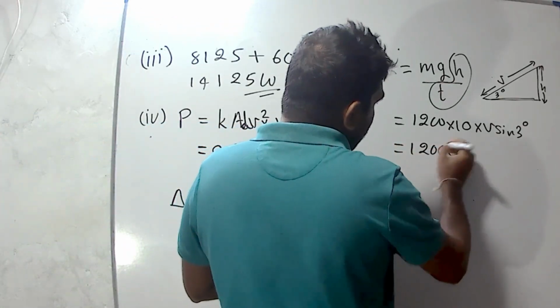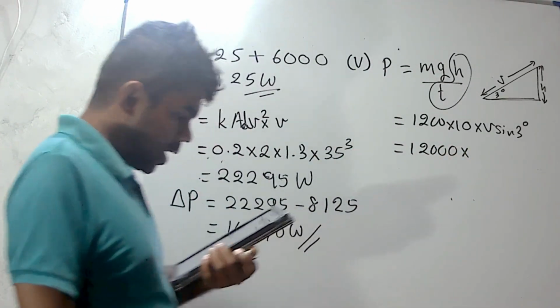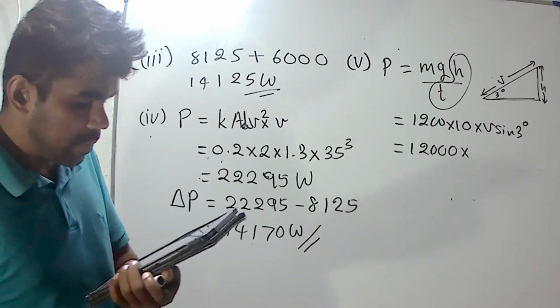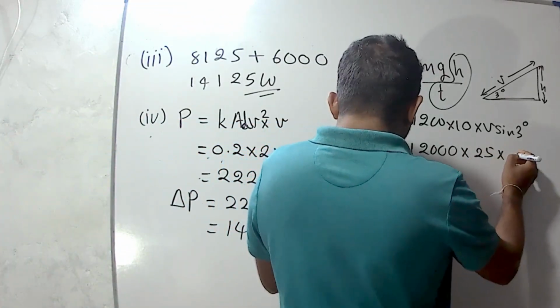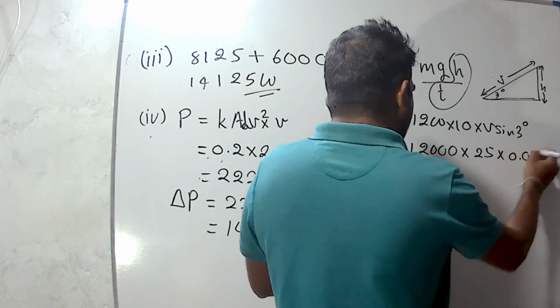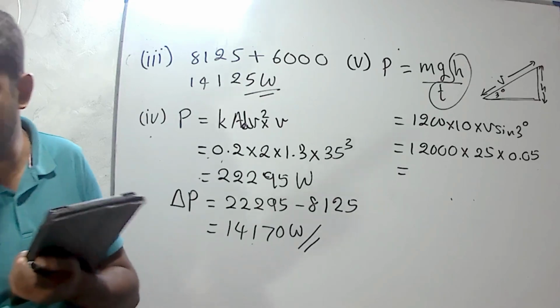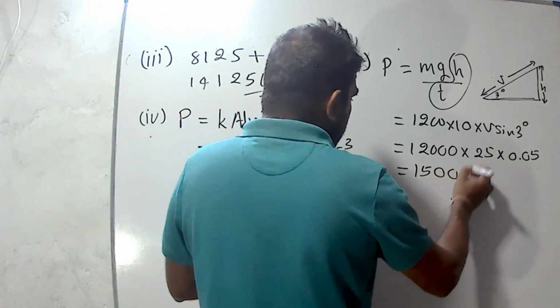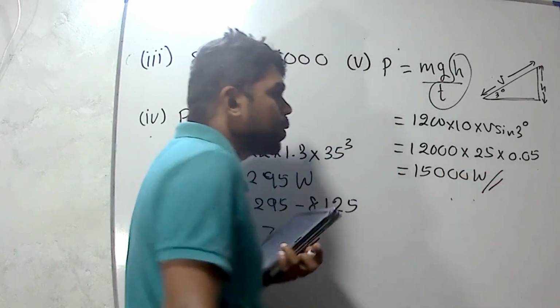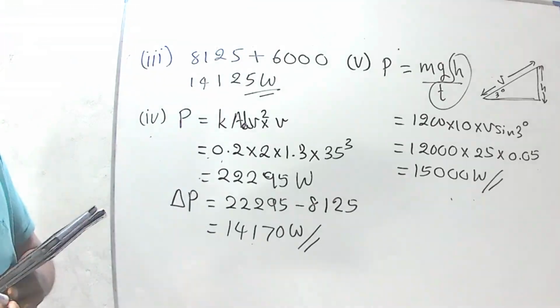1200 into 10, 12,000. V is the velocity. It is 90 kilometers per hour, 25 meters per second. Sin 3 value is 0.05. We can multiply it and we can obtain the answer 15,000 watt. It is the additional power required to do the work against the potential energy.